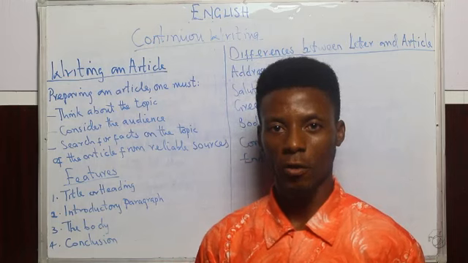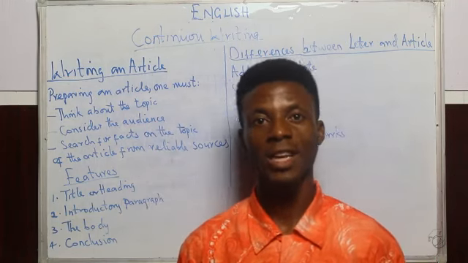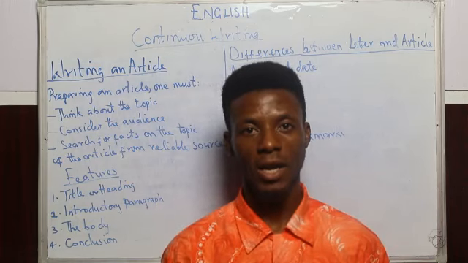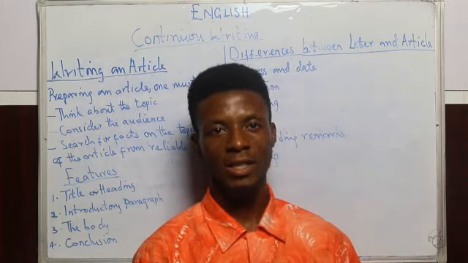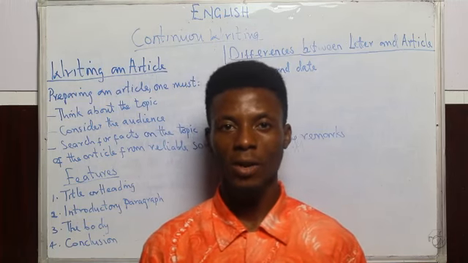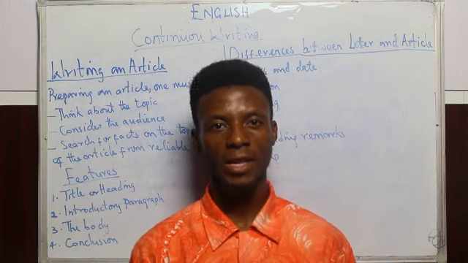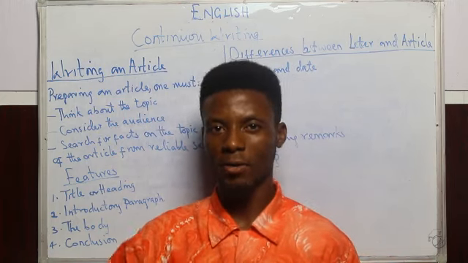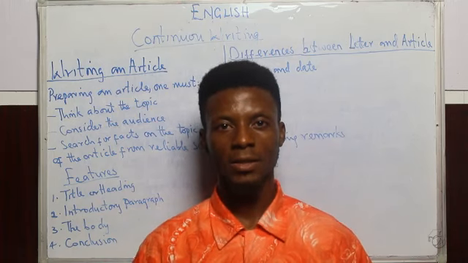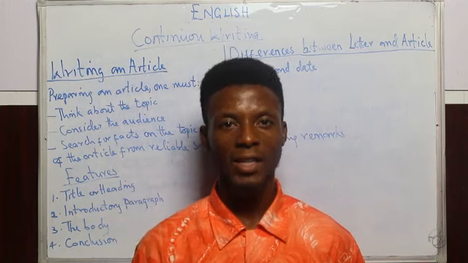However, in the case of an article, one cannot determine the target audience because they are published in magazines and in newspapers mostly. Now, a lot of people read magazines and newspapers. We have elites, we have professors, we have doctors, we have barristers. We have them in their numbers, people that are of high intellect.